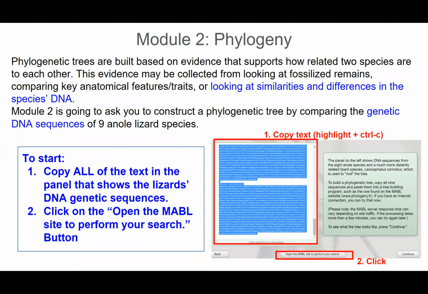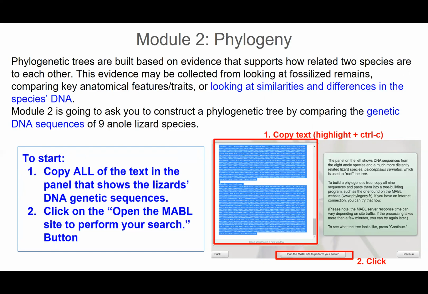The next thing you're going to do is that phylogenetic trees are built based on evidence. So how are they made? Well, they're going to be based on evidence that supports how related 2 species are to each other. You notice I said 2, and yet there was a lot more on that previous slide because you do 2 at a time, basically, okay? Now, this evidence can be collected a lot of different ways, and usually in the regular school year, we would have done so many more things.